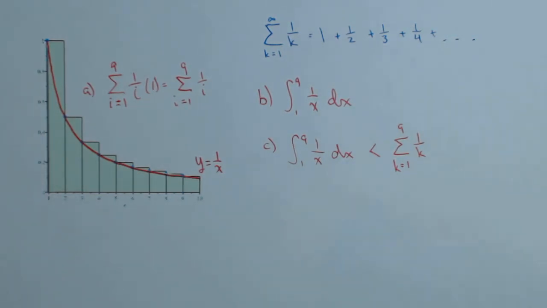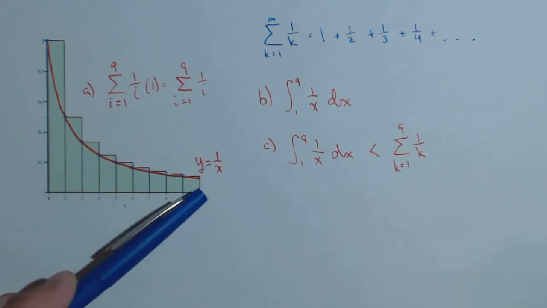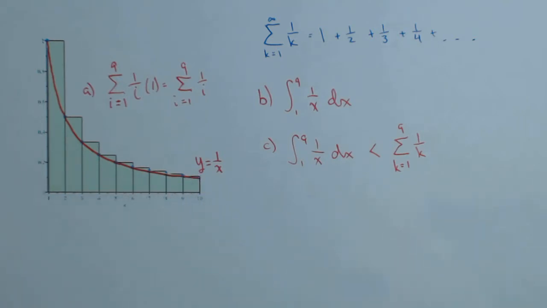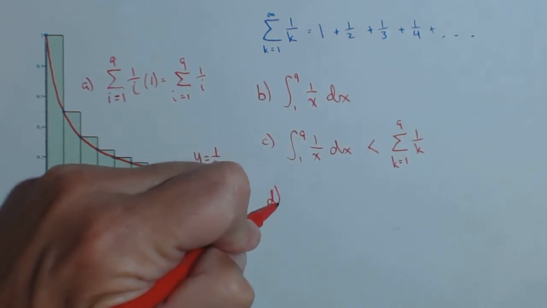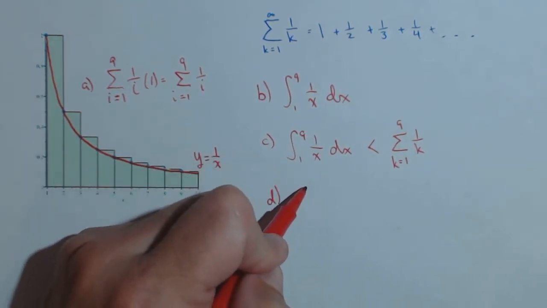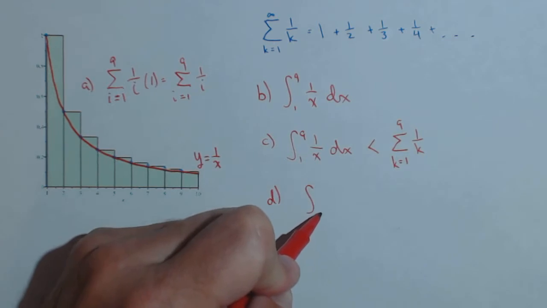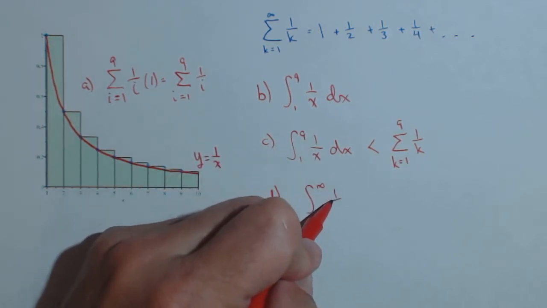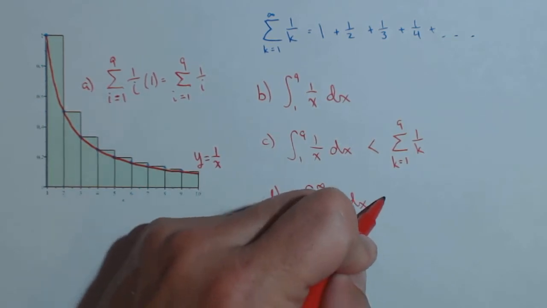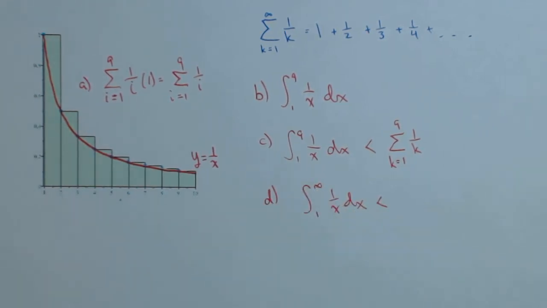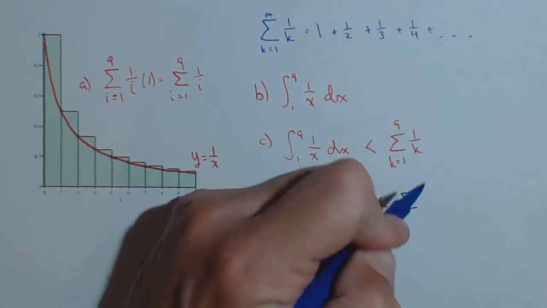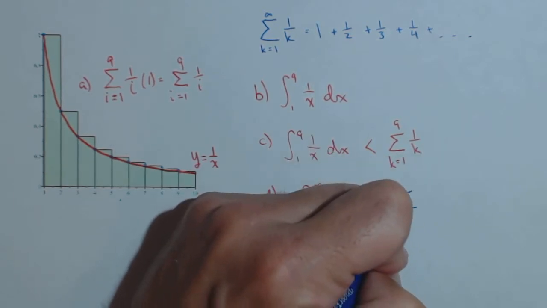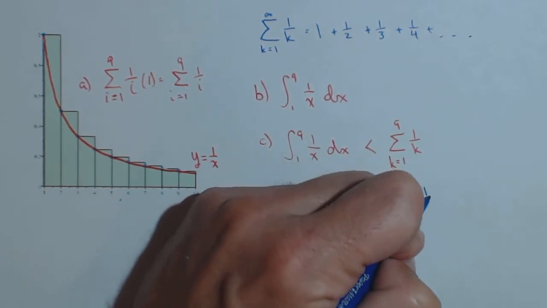Now, this is going to be true because we got a decreasing function the whole time as n goes to infinity. So taking the next step, we're going to generalize and say that the integral from 1 to infinity of 1 over x dx is going to be less than our summation from 1 to infinity of 1 over k.